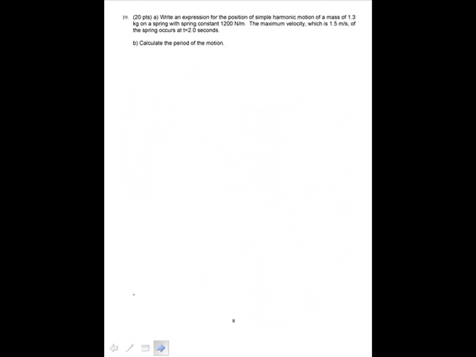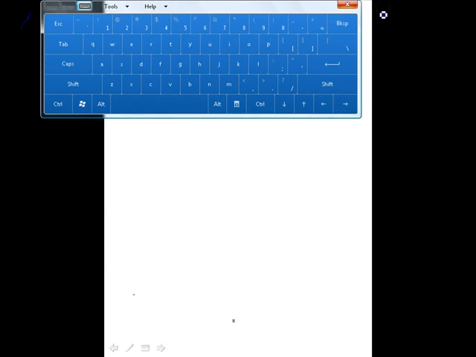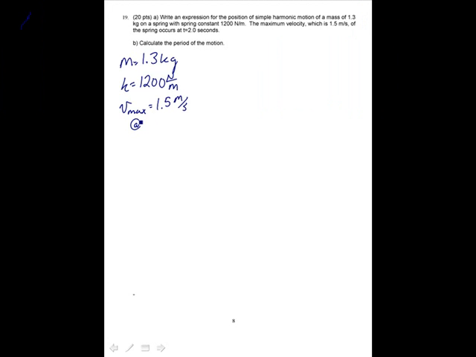Write an expression for the position of a simple harmonic motion. For these criteria, m is equal to 1.3 kilograms. The spring constant k is 1200 newtons per meter. The Vmax is 1.5 meters per second at t equal 2 seconds.